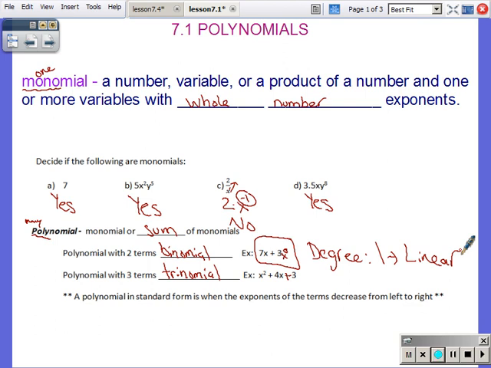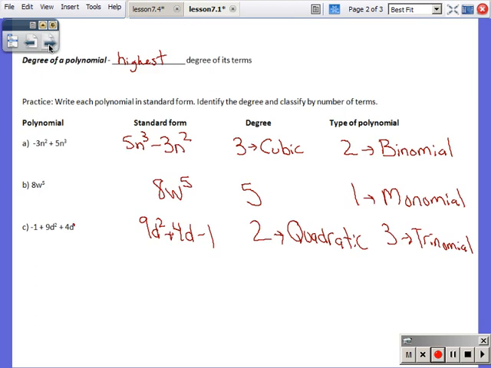Technically, it's a binomial because we have that mx plus b. We have 2 terms. It could be a monomial if we just had the 7x on there. There's a linear monomial. All possibilities. I'm going to throw one more in here for us.